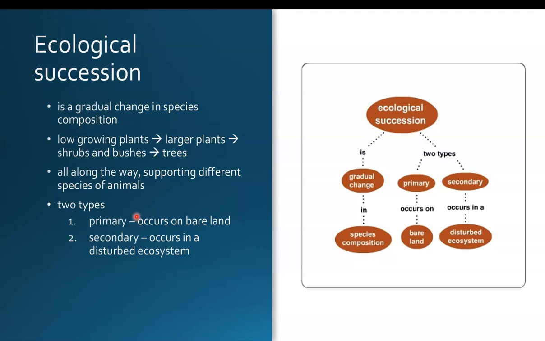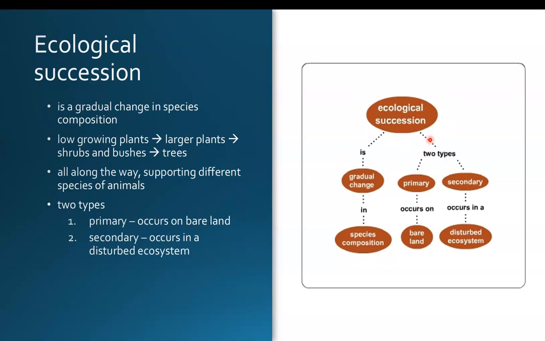It's called ecological or ecological succession. You can say it either way. Ecological succession occurs when ecosystems change over time through the progressive replacement of species. So again, ecological succession occurs when ecosystems change over time through the progressive replacement of species. It's a gradual change in species composition.